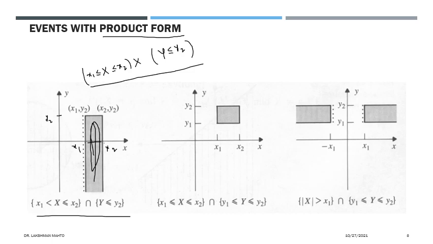If you talk about this event, it is talking about a bounded region, this rectangle. Again we can see that x is taking values between x1 and x2, and y is taking values between y1 and y2. So this also can be expressed in product form. That means y is taking values between y1 and y2, and x is taking values between x1 and x2. So a very symmetric situation we are getting here.